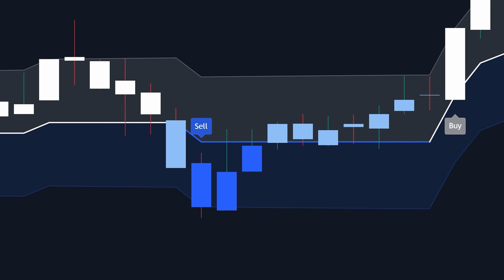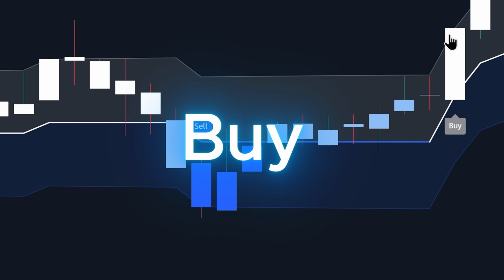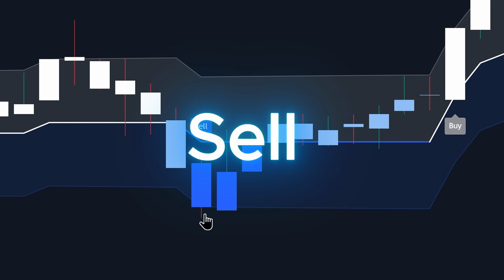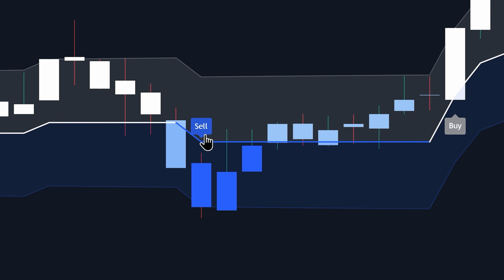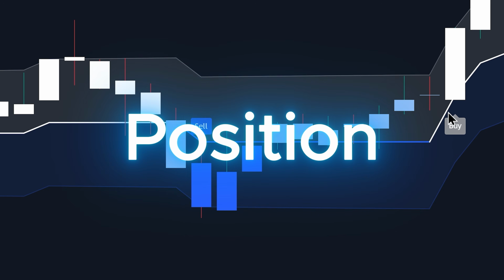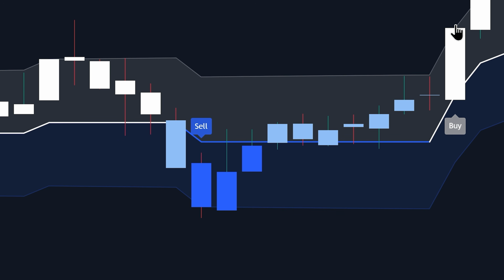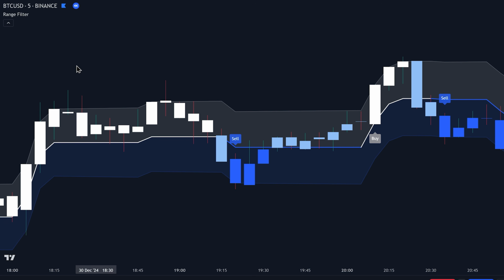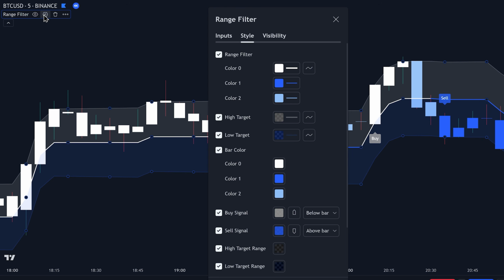Here's how we use these target ranges. When the price breaks above the high target range, you'll see a buy signal appear right on the chart. On the flip side, when the price breaks below the low target range, a sell signal will appear. So, these are the visual cues you'll see on the chart that help guide your trading decisions, whether you're entering a buy position when the price moves above the high target range, or a sell position when it falls below the low target range.